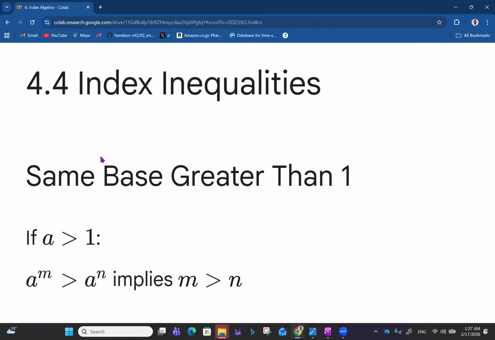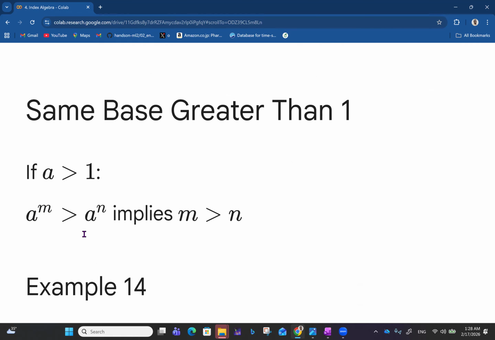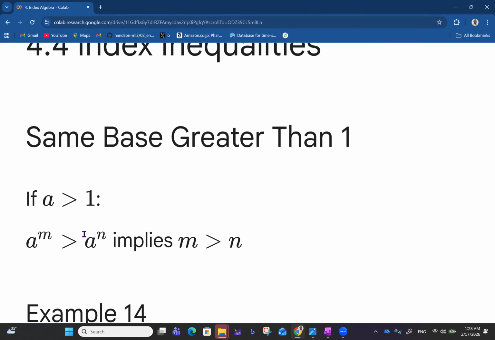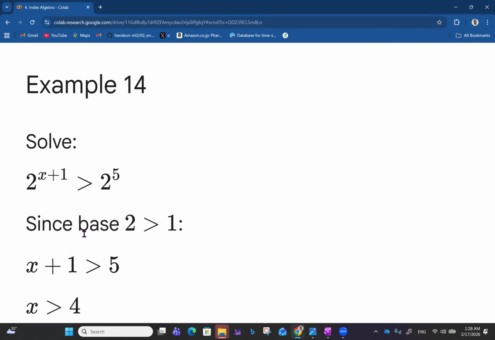So let's go ahead and talk about index inequalities. If we have the same base greater than 1, say a is greater than 1, and you have a raised power m greater than a raised power n, this simply implies that m is greater than n, basically. So now we are comparing power. So if a is greater than 1, we already know m is greater than n. But if a lies between 0 and 1, it means that it is going to be reversed.